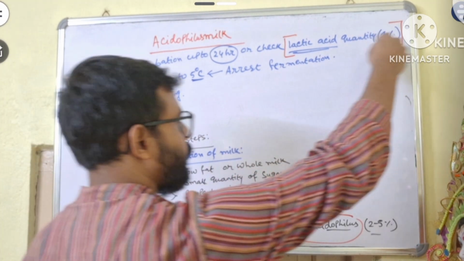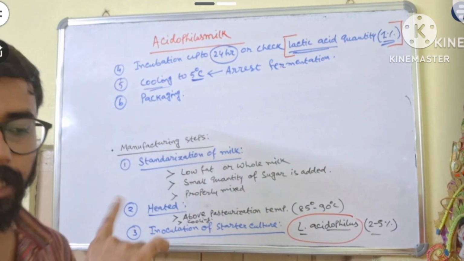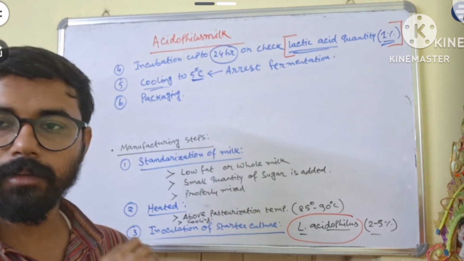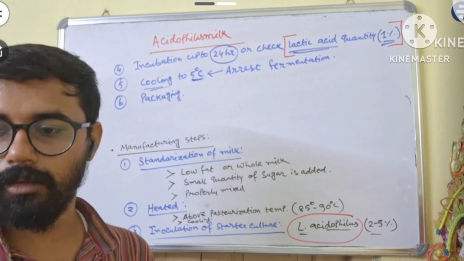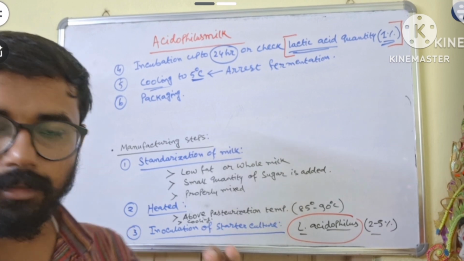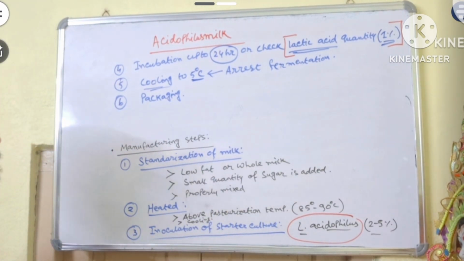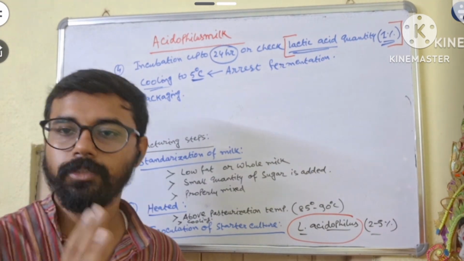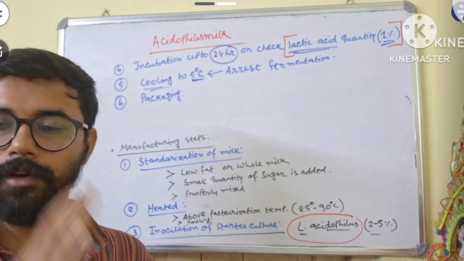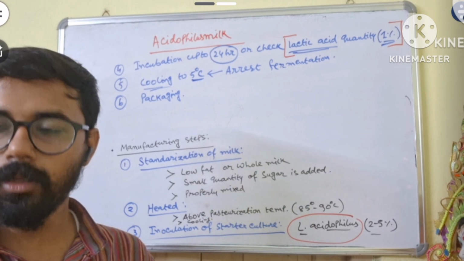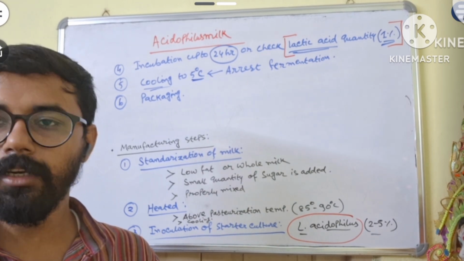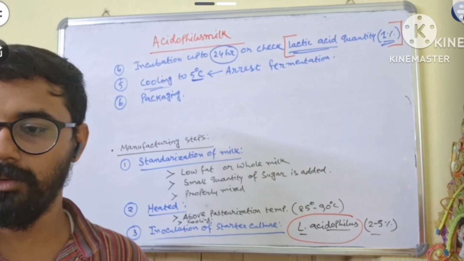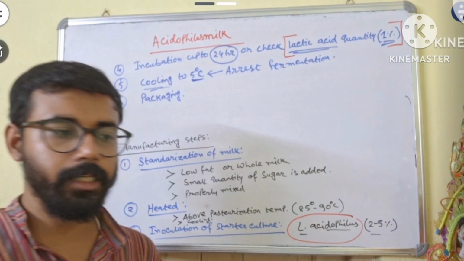So we need to check the lactic acid quantity, because acidophilus produces a huge quantity of lactic acid and makes the product more sour, which is not palatable at all. That's why lactic acid concentration is checked thoroughly. And when it reaches the 1% level, the fermentation should be stopped. And how does the fermentation stop? By cooling down, refrigerating at 5 degrees, 4 degrees centigrade. Because at that temperature fermentation is stopped, no bacteria grow. Lactobacillus cannot grow at that temperature.